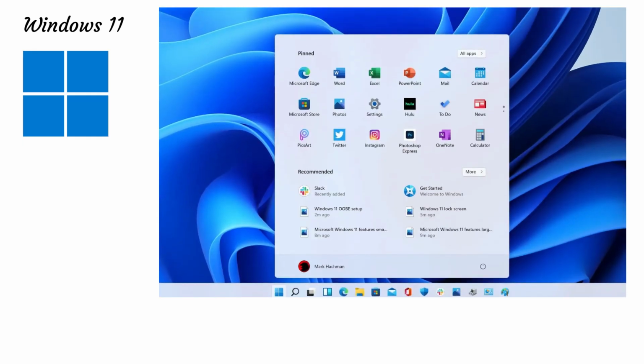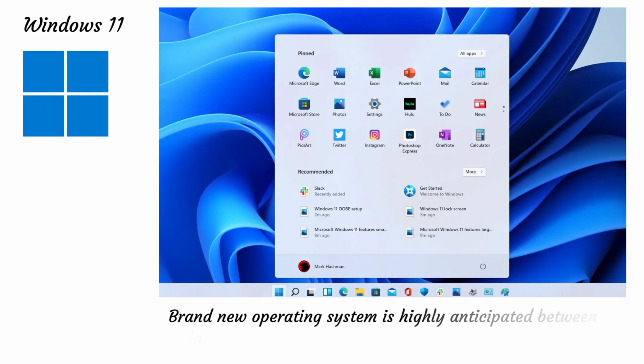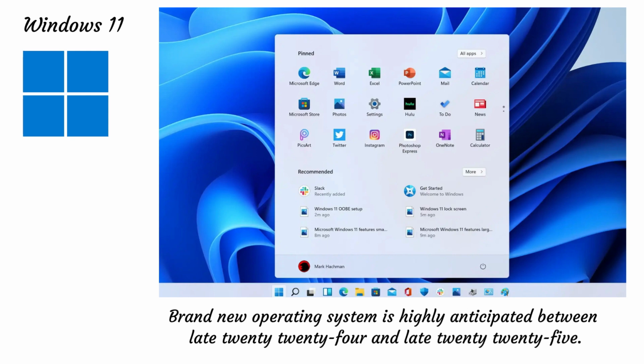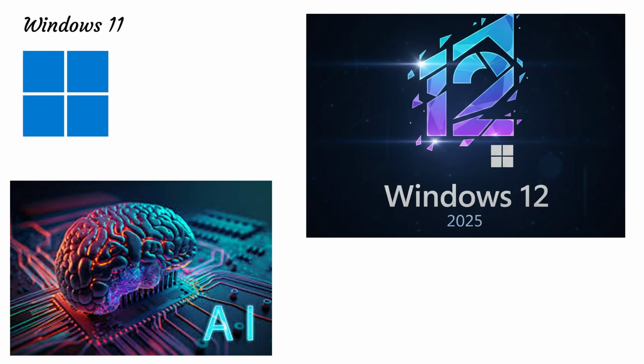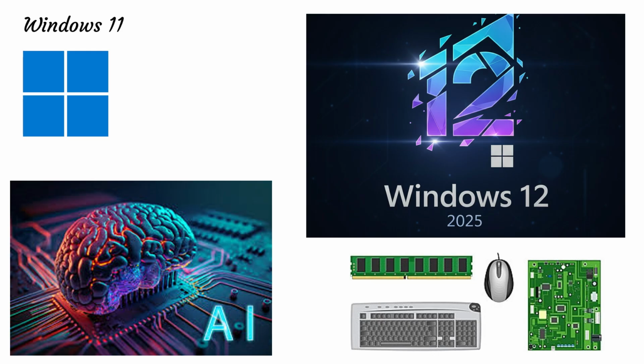Since Windows 11 was released in 2021, a brand new operating system is highly anticipated between late 2024 and late 2025. This next generation is expected to be defined by a heavy focus on artificial intelligence, with new features requiring specialized computer hardware. For now, remember that Windows 11 remains the current, fully supported version. Look for an official announcement at a major Microsoft event before you believe the hype.